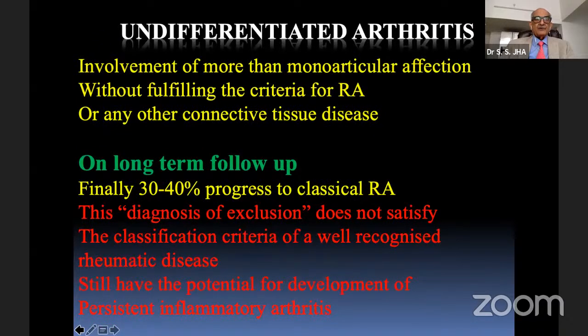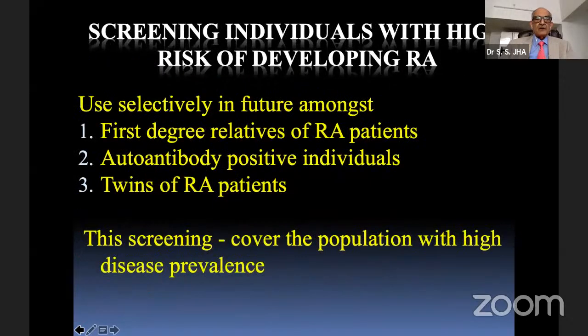Now, undifferentiated arthritis: involvement of more than one joint, or a monoarticular affection, without fulfilling the criteria for rheumatoid arthritis or any other connective tissue disease. On long-term follow-up of these patients, finally 30 to 40% progress to classical rheumatoid arthritis. This diagnosis of exclusion does not satisfy the classification criteria of a well-recognized rheumatic disease. It still has the potential for development of persistent inflammatory arthritis.